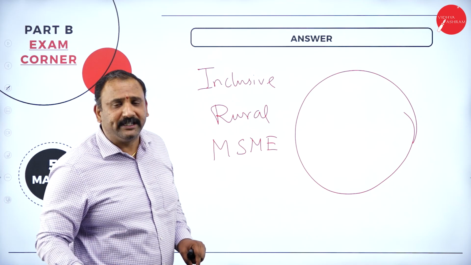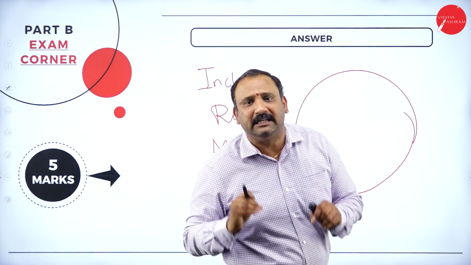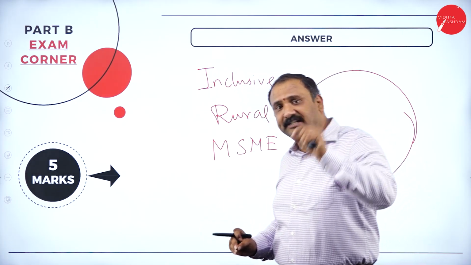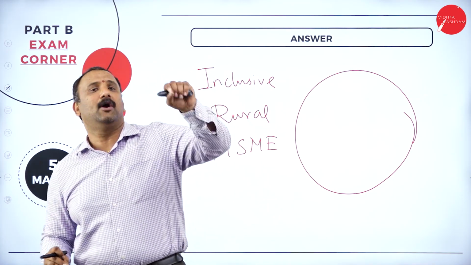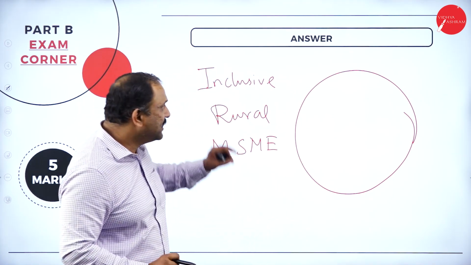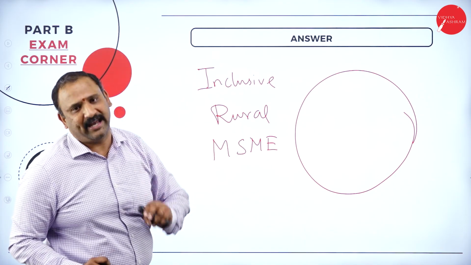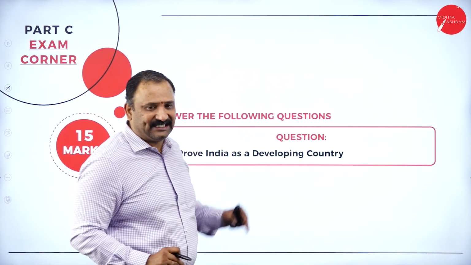So what he wanted is that every village, every town, every district should be linked to the growth center as far as possible, and every citizen of India should benefit from the economic growth. So that is why the Gandhian model was given a lot of prominence when it comes to economic planning. Followed by, prove India as a developing country.